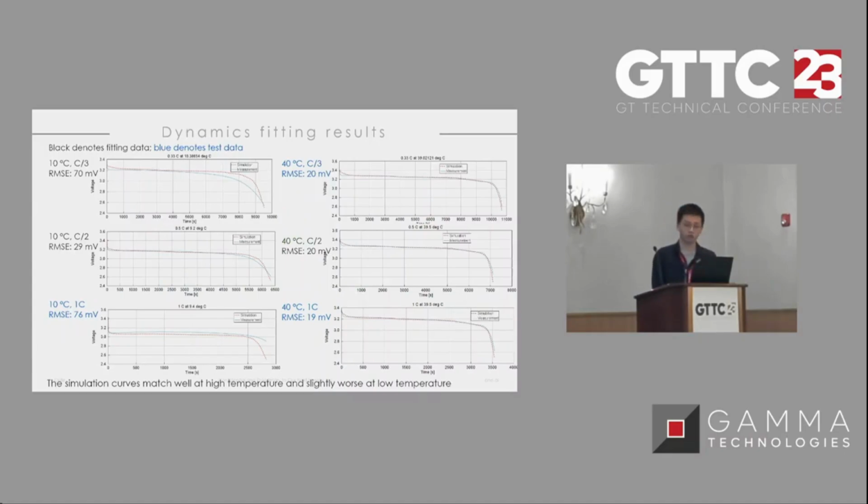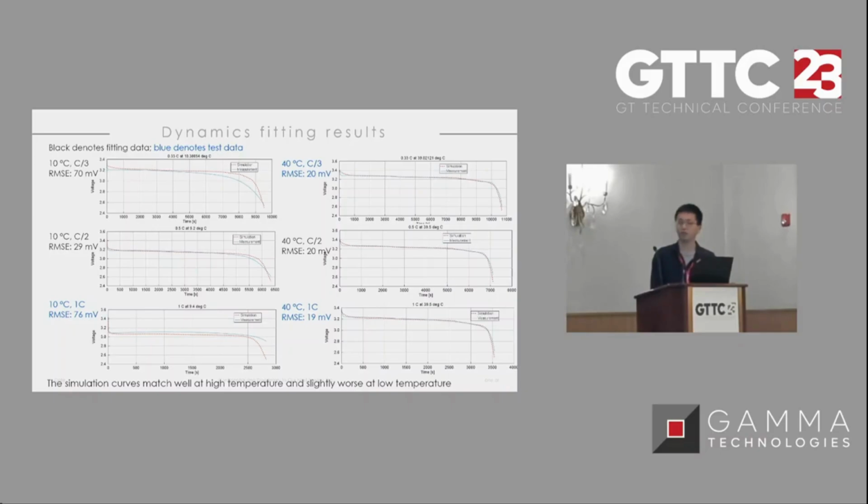And then I'm going to show the results for dynamic fitting. I'm going to show the 10 degrees Celsius result and 40, because the room temperature is pretty easy to fit, so I'm just omitting it here. The black one denotes the fitting data, and the blue one denotes the test data. If we start from the right one, which is 40 degrees Celsius, we can see a pretty good match.